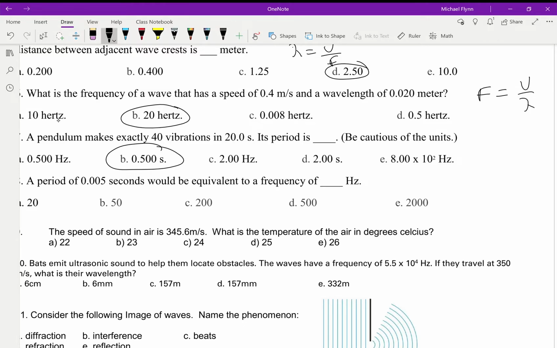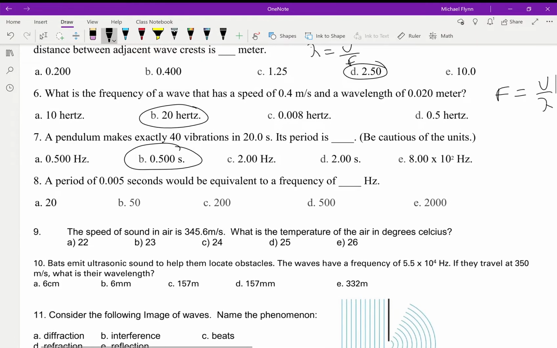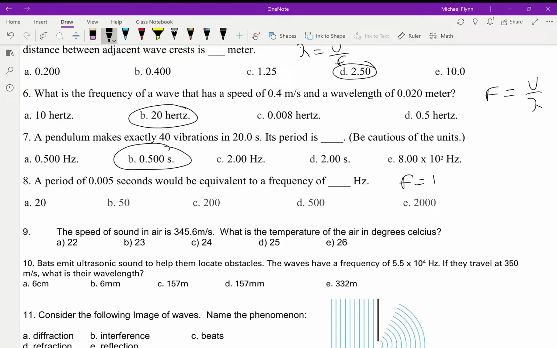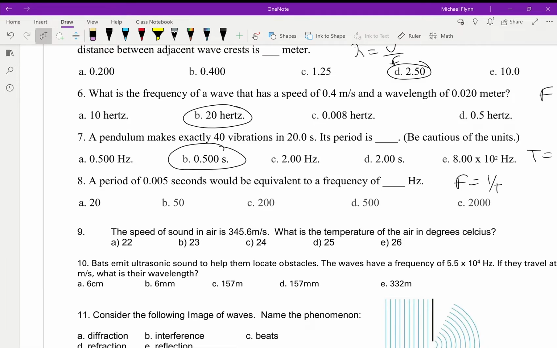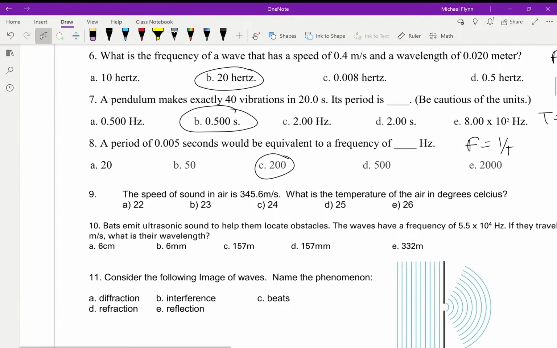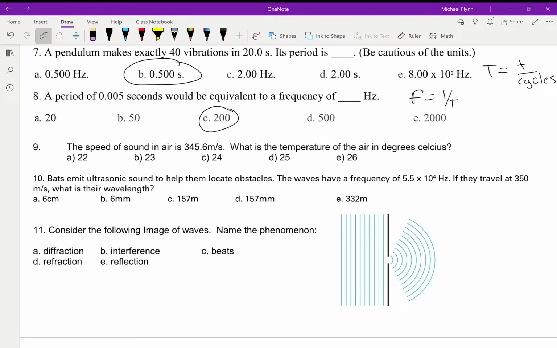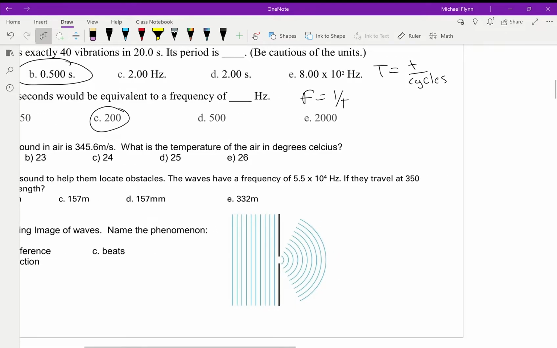A period of this, okay, so how do you find frequency when you're given period? Frequency equals 1 over T. In the previous question, we used T equals time over cycles. Okay, so 1 over T, that's 0.005, take the reciprocal, and you get 200. So the answer is 200 hertz. Okay, so that takes care of that one. The speed of sound in air is 345. What's the temperature? So we're going to use this equation.